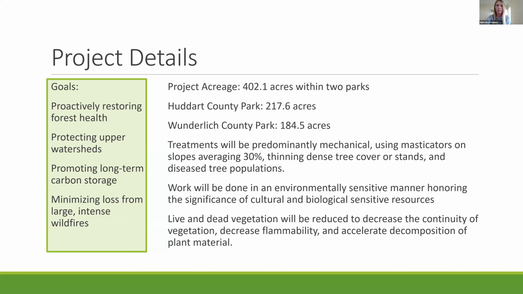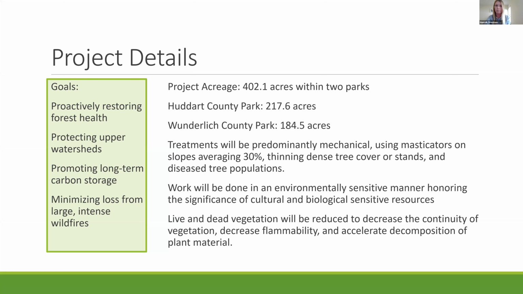So for our project, the overarching goals are to proactively restore forest health, protect the upper watershed, promote long-term carbon storage, and minimize the potential for loss from large or intense wildfires. The project covers 402 acres within the two parks, with 218 acres in Huddart and 184 acres in Wunderlich. And for reference, the Kings Mountain Road Shaded Fuel Break project was 80 acres.